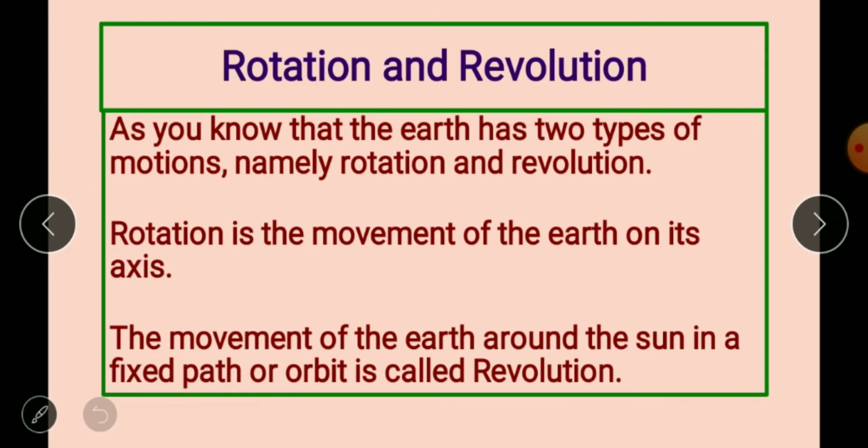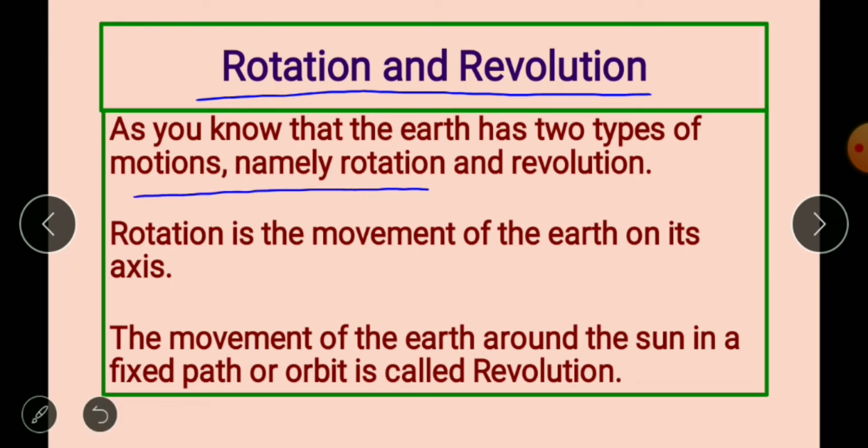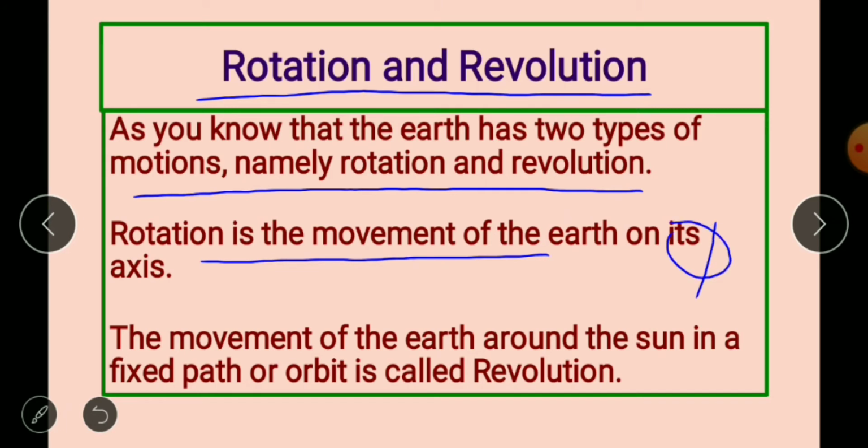Now let's see the next topic, that is rotation and revolution, which are the motions of the earth. As you know, the earth has two types of motions, namely rotation and revolution. So what is rotation? Rotation is the movement of the earth on its axis. Like this is the axis and that is the earth. If the earth is moving on its axis, this motion is known as rotation.